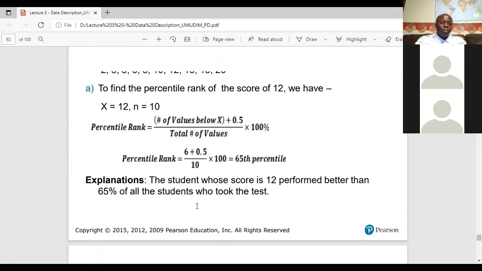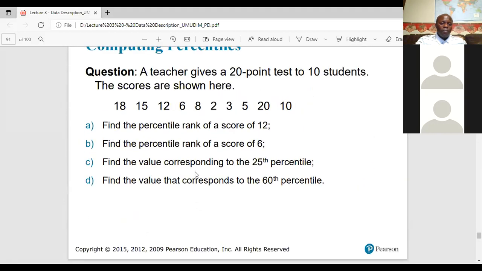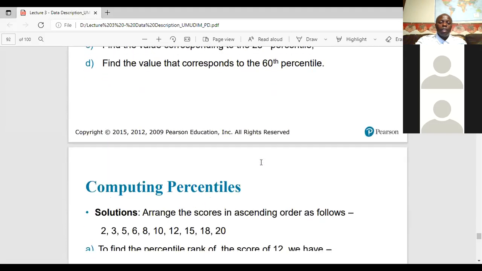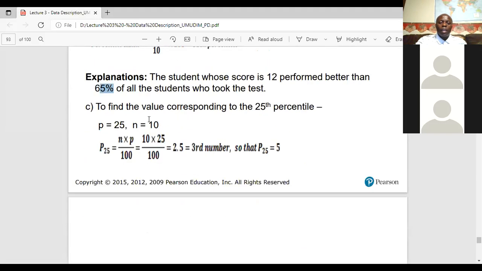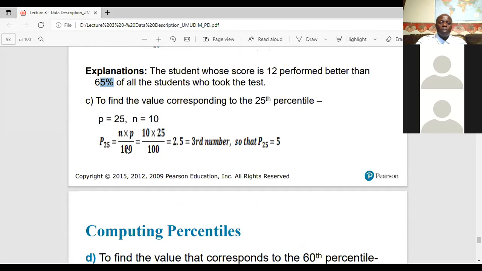Now, part C is a different question. It says, find the value that corresponds to the 25th percentile. In that case, you use the formula for the percentile, which is n times p over 100. This time p is 25, meaning the 25th percentile, and n is 10. N is the number of values. P is the percentile. So you plug it in here: n is 10, p is 25, divided by 100. Just like we did in quartiles, we get 2.5.